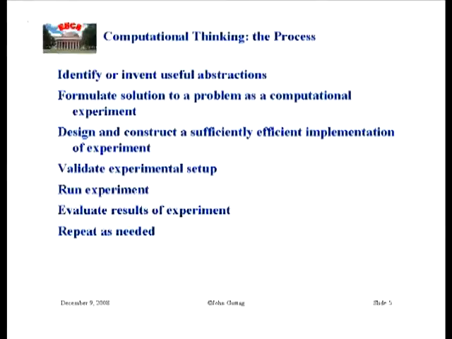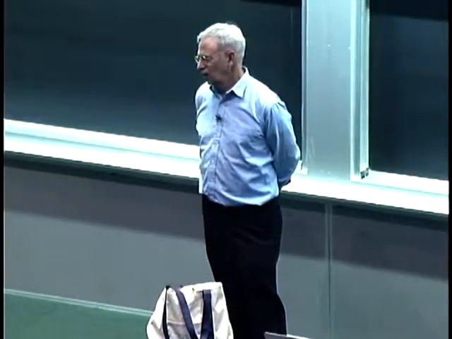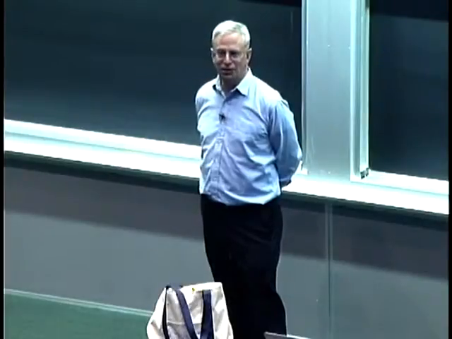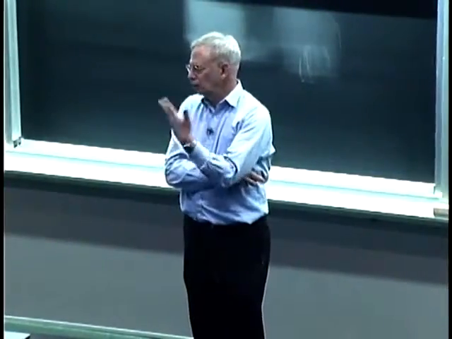We then need to validate the experimental setup, convince ourselves that the code is right, and then run the experiment, and then evaluate the results, and then repeat as needed. And that's, of course, the key. By now, you've all learned that these experiments rarely are done the first time you run them. But, of course, this is true of experiments in biology and physics and chemistry and everything else. But this is the basic process. And I think it's a view that's not universally held, but I think is the correct view of what computational thinking is all about. It's an experimental discipline.